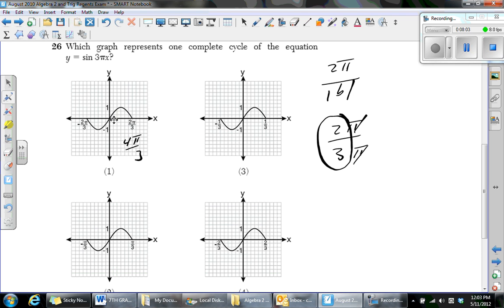Because I'm adding up this section and this section. This section is 1/3, 1/3 is 2/3. That's our answer. This is 2 pi over 3. Is that period, and this period is 4 over 3. So 3 is our answer.